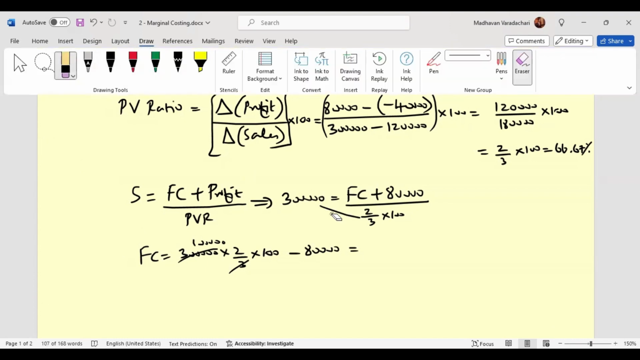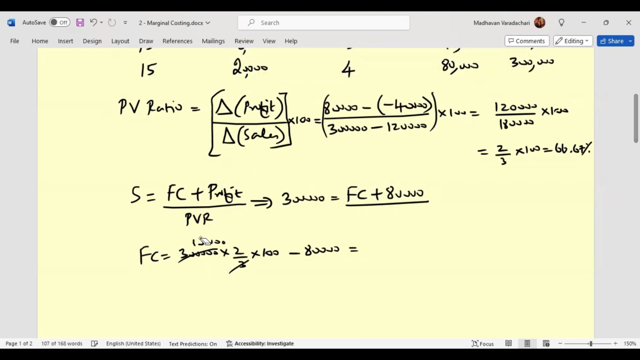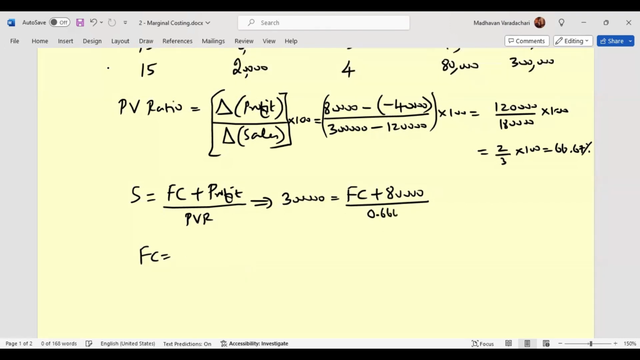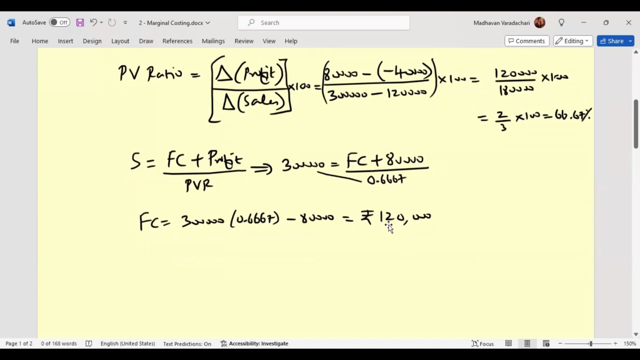Let me redo this. Let me put it as 66.67% is 0.6667. Now cross multiplying, we will get 3 lakhs into 0.6667 minus 80,000. If we calculate that, we will get rupees 1,20,000. Now we have fixed cost available.